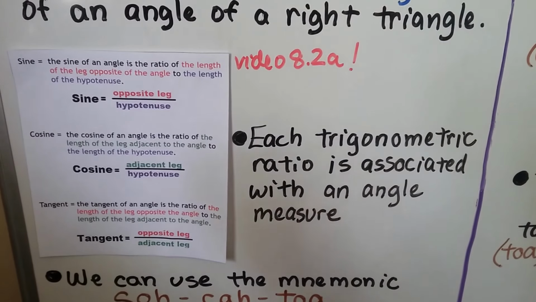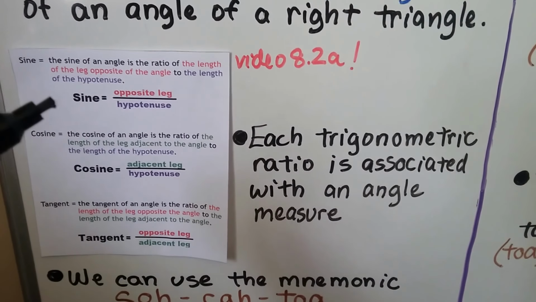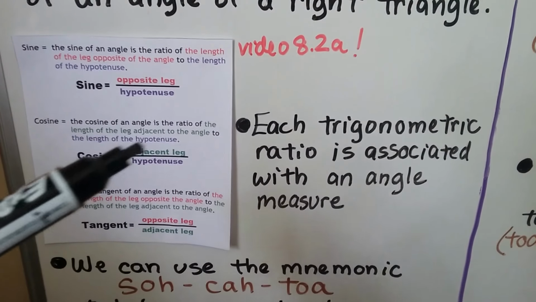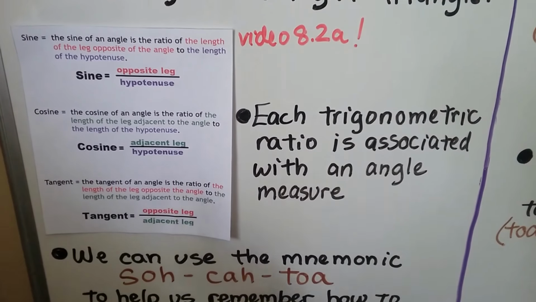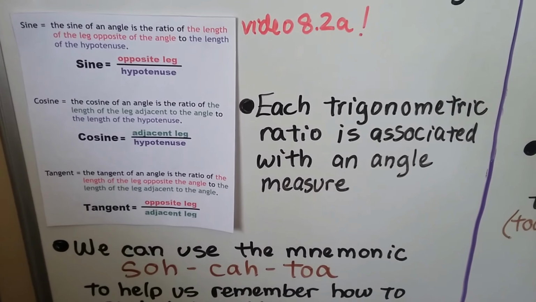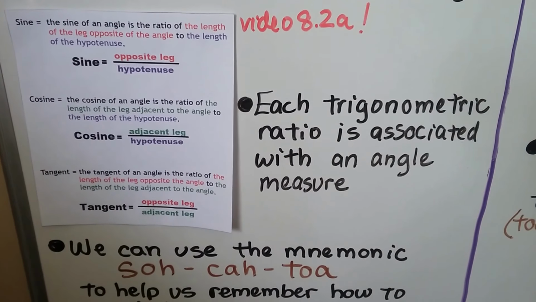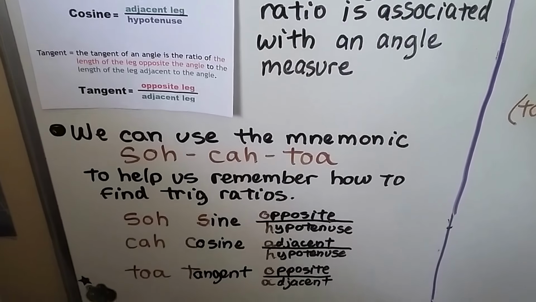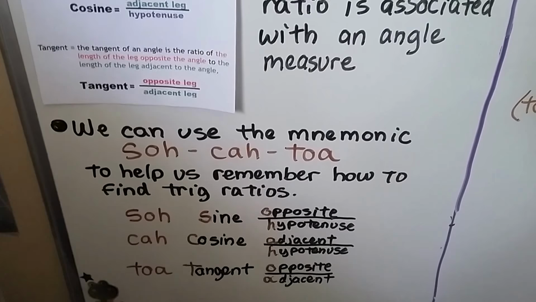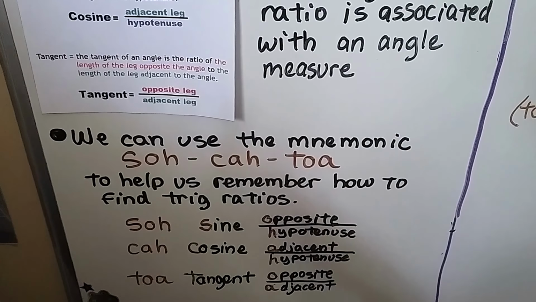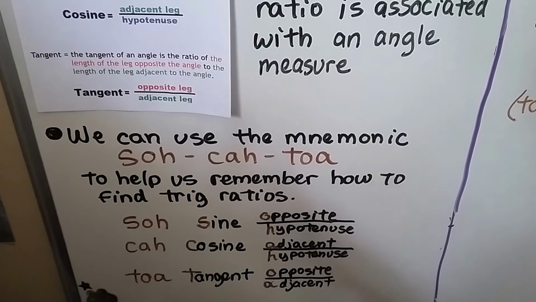So we learned in video 8.2a that the sine is the opposite leg over the hypotenuse. The cosine is the adjacent leg over the hypotenuse, and the tangent is the opposite leg over the adjacent leg, and each trigonometric ratio is associated with an angle measure. We can use the mnemonic Soh-Cah-Toa to help us remember how to find trig ratios. A mnemonic is something that'll help us remember, like PEMDAS for the order of operations.